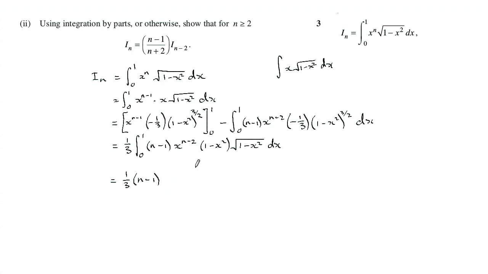And then we could split this up into two different integrals, because when we expand this, the 1 minus x squared, we'll have the integral from 0 to 1 of that one, and then minus. So the x squared times that is going to make x to the n.